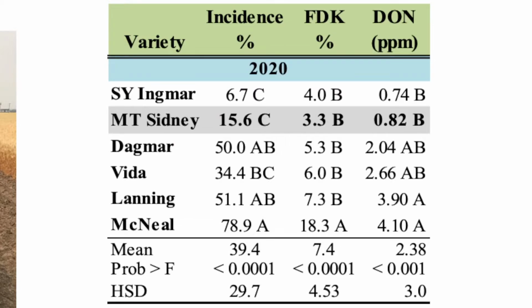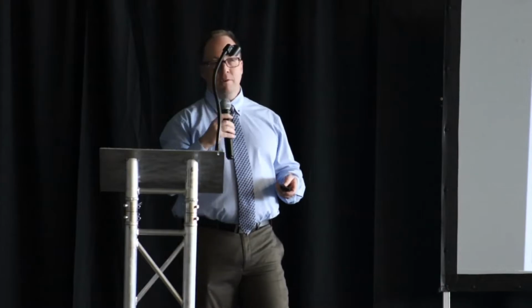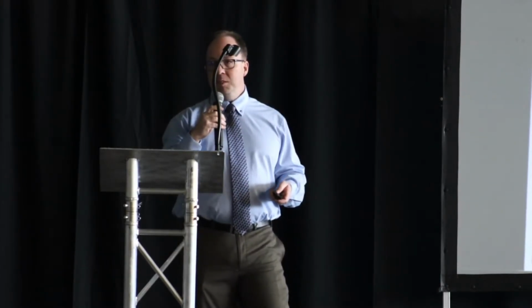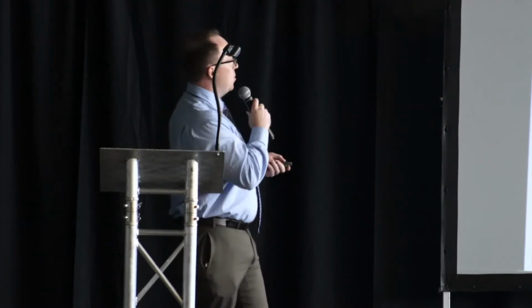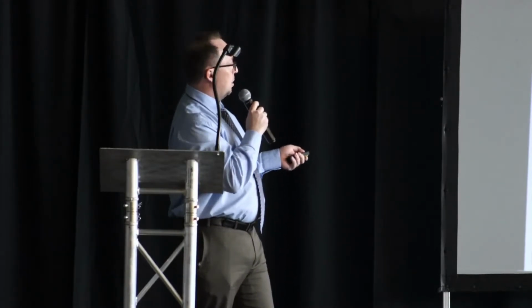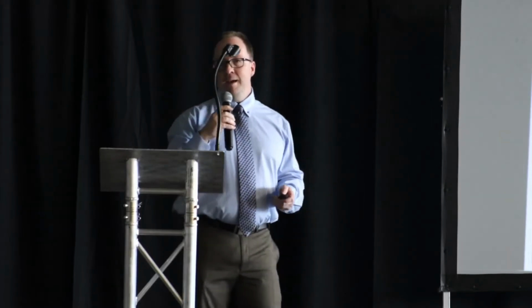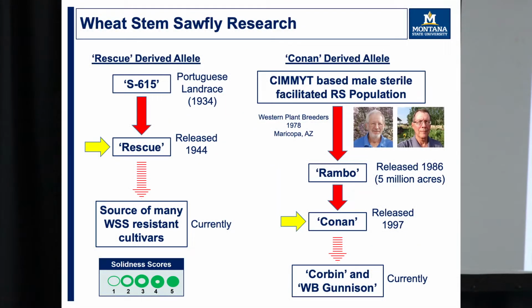So moving on, I thought I'd talk a little bit about some of the research that we've been doing that's supporting our breeding efforts. Of course, the big one in Montana is wheat stem sawfly, so we're doing a lot of work on that still. I thought I'd do a little bit of history on the sources of wheat stem sawfly resistance. The primary source is a Portuguese landrace called S615. This was identified back in the 30s as having resistance to wheat stem sawfly, and it was found to be due to having pith or solid pith in the stems, known as solid stems. And so most of the varieties we have, the lineage comes from this S615 Portuguese line.